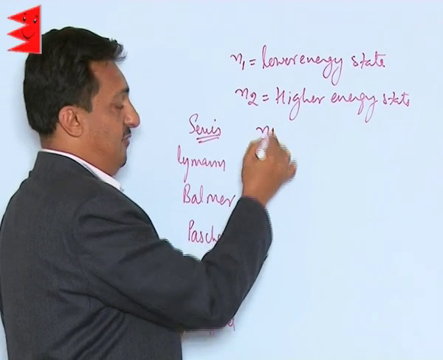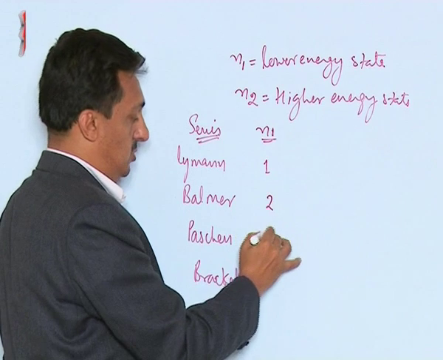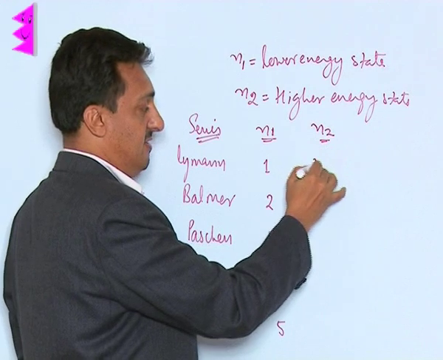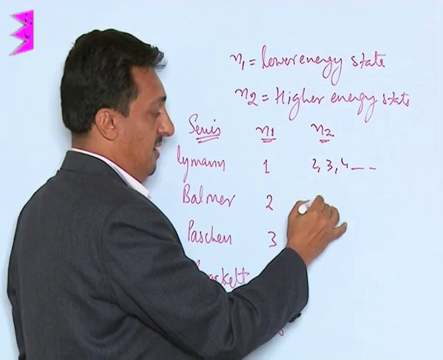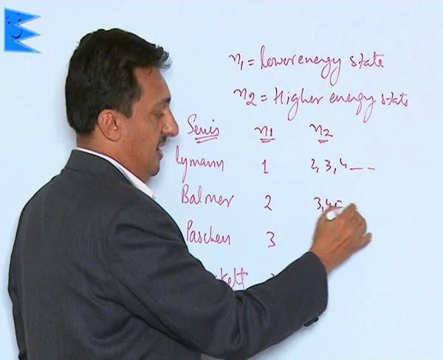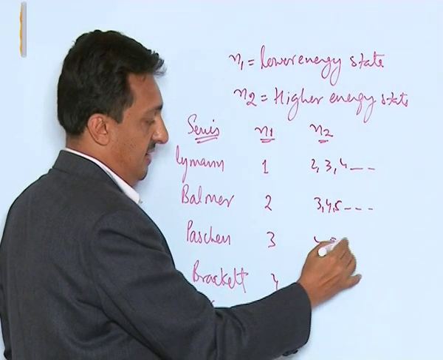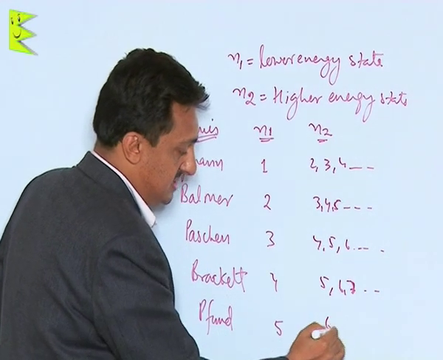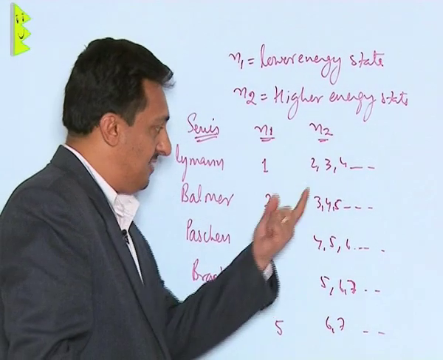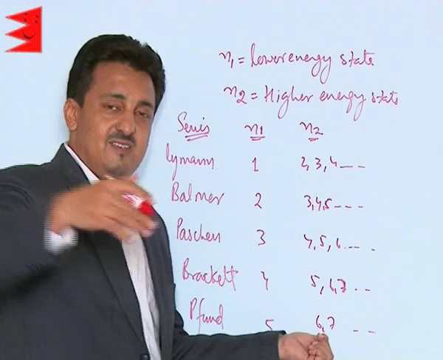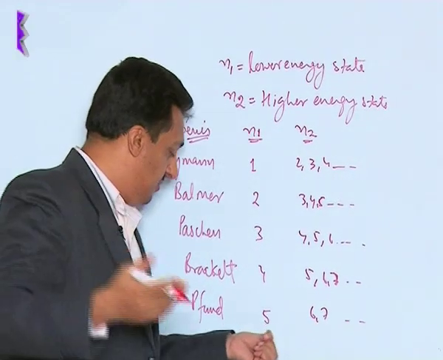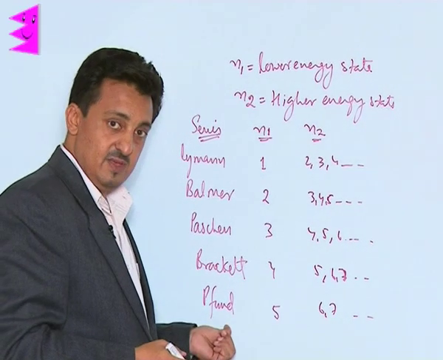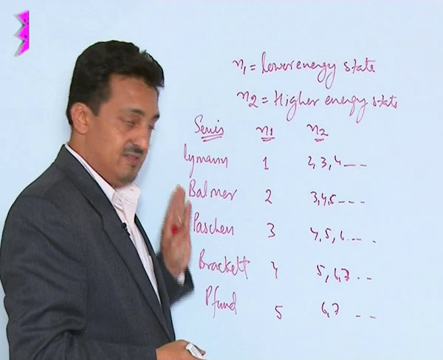What is the lower energy level for them? It is 1, 2, 3, 4 and 5. What are all the excited levels we can have for them? For the first it can be 2, 3, 4, anything. For the second it will be 3, 4, 5, anything. For the third it can be 4, 5, 6, anything. For the fourth, 5, 6, 7, anything. For the fifth, 6, 7, anything. So when an electron comes from 6, 7 or any higher energy level to the 5th level, the line for this transition will always fall in the Pfund series. So this is how we have fixed these systems.